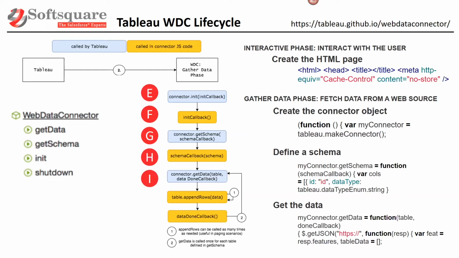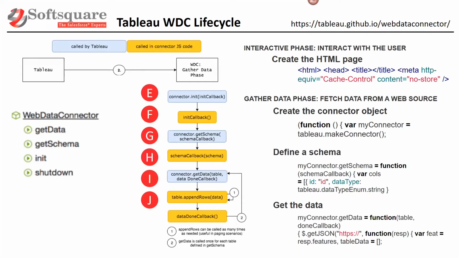Tableau then calls the getData method of the connector to get the actual data. The getData method receives a table object as a parameter. In the getData method, the WDC needs to fetch data from that specific table from the web data source and use the table.appendRows method to pass the data back to Tableau. That's where the heavy lifting happens.